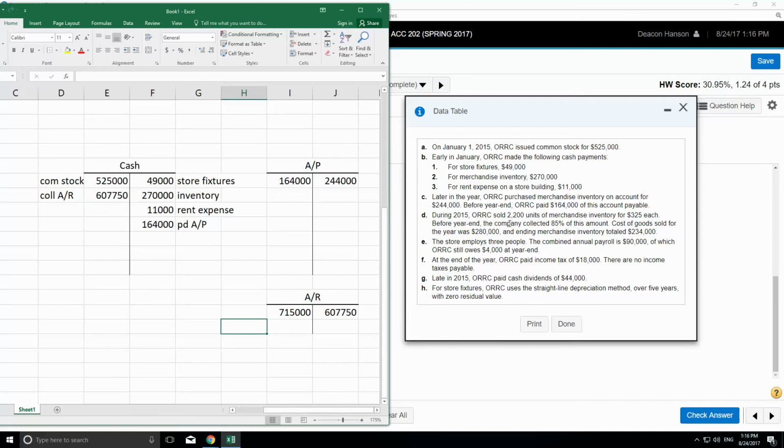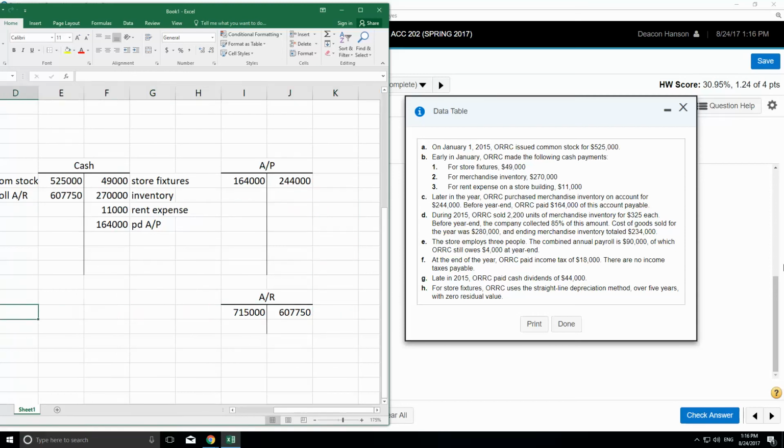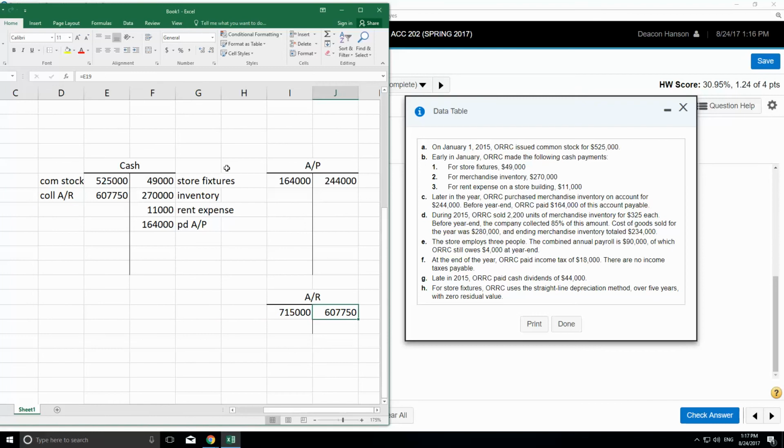It says they sold 2,200 units at 325 each. So that's how I come up with the 715,000, because it's 2,200 times 325. Now, it says before year end, the company collected 85%. So what they're saying is they collected 85% of that 715,000. So all I did was, I'll do it again. I said equals 715,000 times 85%. Now that's the same number that will decrease the AR, accounts receivable. So that's 607,000.